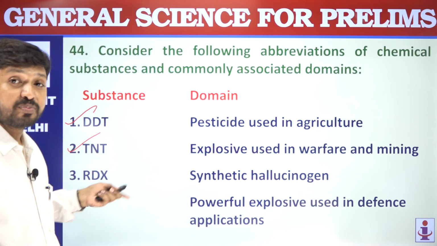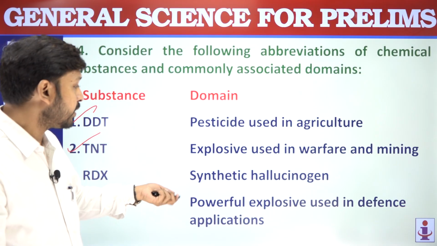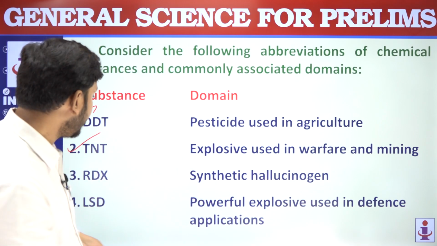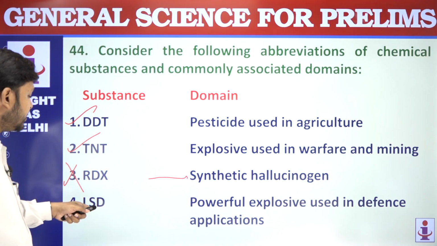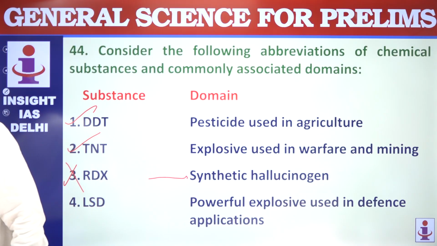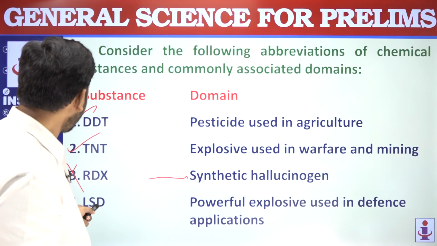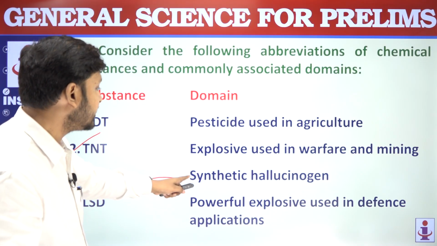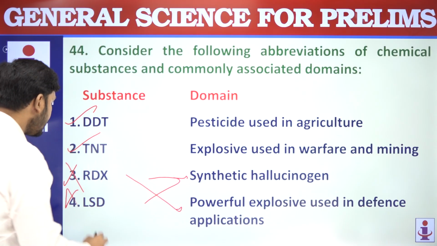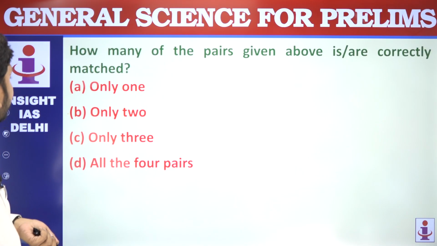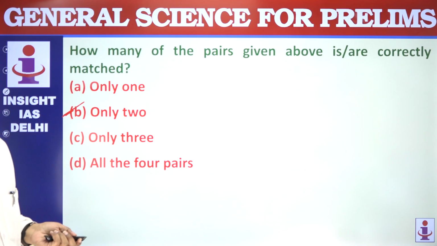And RDX, many times we have heard about RDX, right? RDX is nothing but Royal Demolition Explosive. So it is also an explosive. But here they have given it as a synthetic hallucinogen. So this is wrong. LSD is nothing but lysergic acid diethylamide. It is actually a synthetic hallucinogen. So they have exchanged this option. So these two are wrong and only 2 statements are right. So what can be the answer? They are asking for correct ones. So only 2 statements are correct. So this will be the answer.